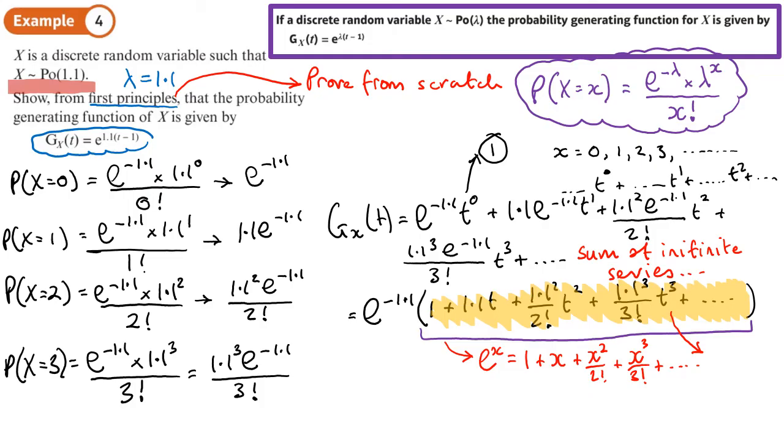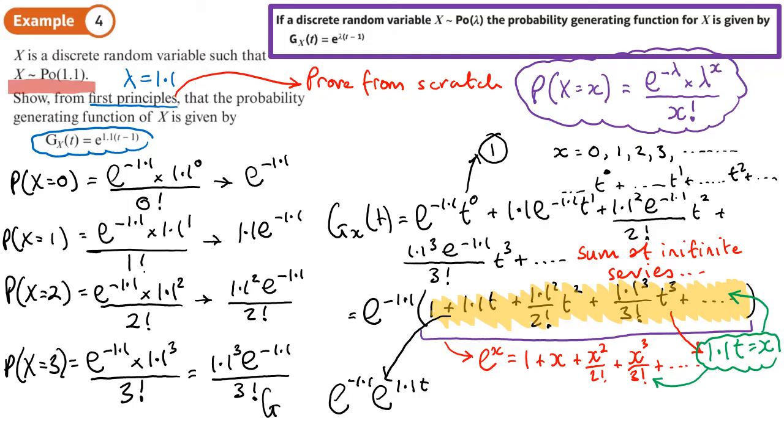So you could think of it as 1 plus 1.1 t, and then you've got your 1.1 squared t squared. So in fact, sorry, we can think of x as being 1.1 t, not just 1.1. If we replace x with 1.1 t in this Maclaurin expansion, we get this. So basically all of that bit in the brackets we can think of as e to the power 1.1 t. That was times by this that was factorised out, e to the negative 1.1. So this is our probability generating function here.